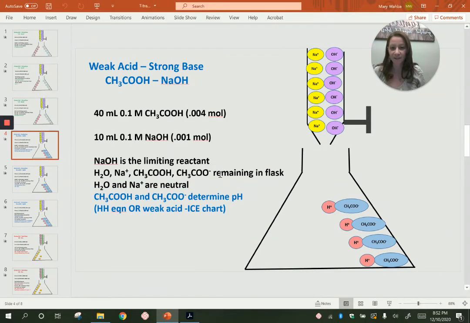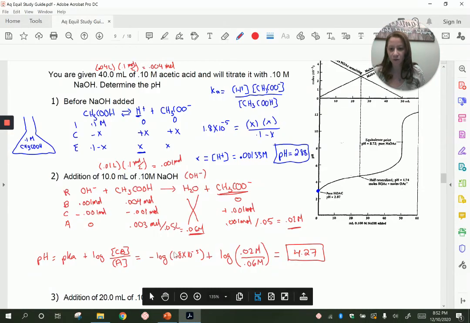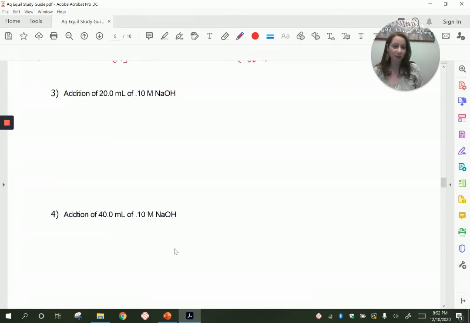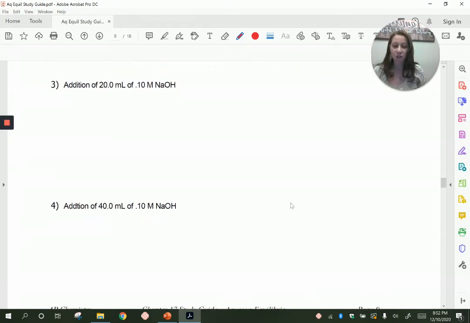Okay, let's look at the next one. So now, instead of 10 milliliters of NaOH, I'm going to add 20 milliliters of NaOH. So in my flask, I have my acetic acid, and I'm going to add 20 milliliters of NaOH. I have an acid, I'm adding a base to it, so I'm going to write out my reaction. And so NaOH, I'm going to use OH minus, like we did before, so we're consistent, plus the acetic acid.